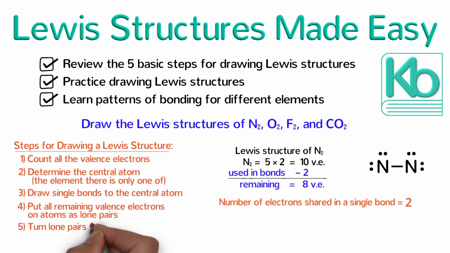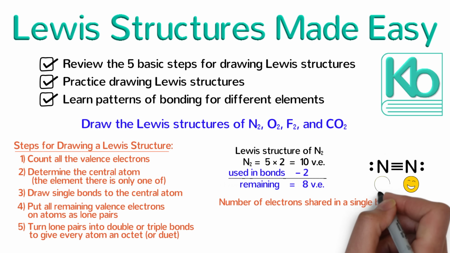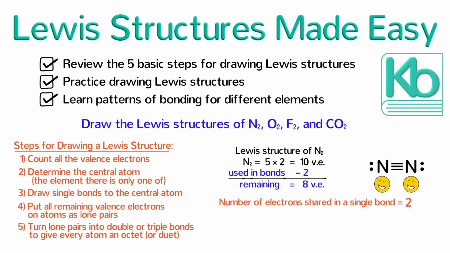The last step is to turn lone pairs into double or triple bonds to give every atom an octet, or duet for hydrogen. If you examine the current Lewis structure, you'll notice that each nitrogen in the molecule has only 6 valence electrons, 4 from the lone pairs and 2 from the bond. In order to get 8 valence electrons, both nitrogens will need an additional bond. So we take a lone pair from the nitrogen on the left to make a bond, and that makes the nitrogen on the right happy with 8 valence electrons. Next, we take a lone pair from the nitrogen on the right to make another bond, and that makes the nitrogen on the left happy, while allowing the nitrogen on the right to remain happy because an atom does not lose electrons when it shares its lone pairs with other atoms.